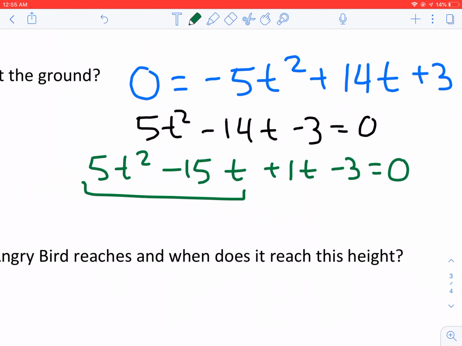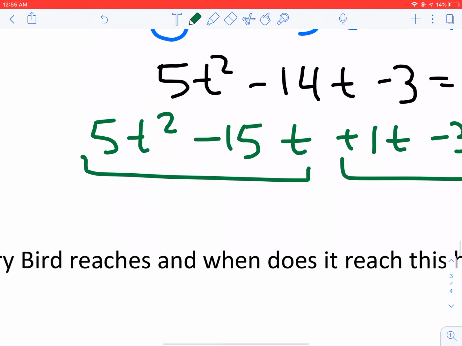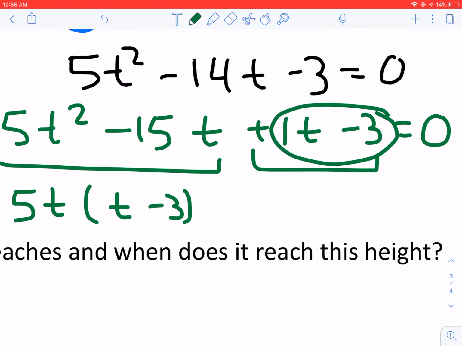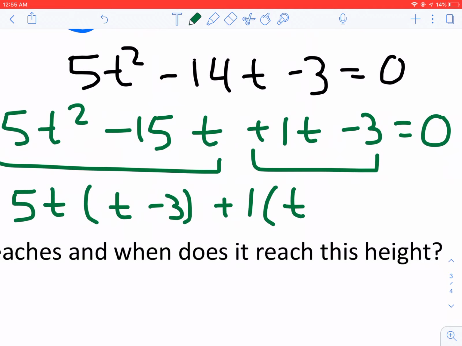Factor by grouping now. First 2, second 2. The GCF of the first 2 is a 5. 5 and 15 have a 5. They also both have a t in common. That's going to become t minus 3. If you see we have a t minus 3 right there, there's no GCF in the second pair, so you take out just the 1. t minus 3 equals 0.